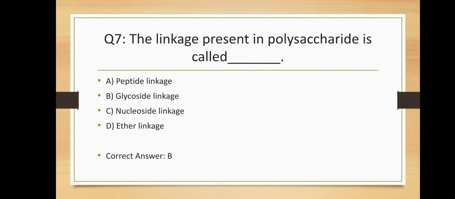Ethers are a class of organic compounds that contain an ether group, an oxygen atom connected to two alkyl or aryl groups. They have the general formula ROR', where R and R' represent the alkyl or aryl groups. So option B is the correct answer. Next one, question number 8.